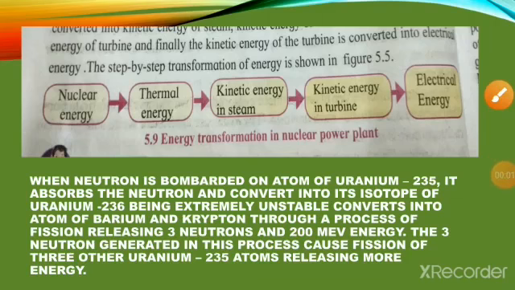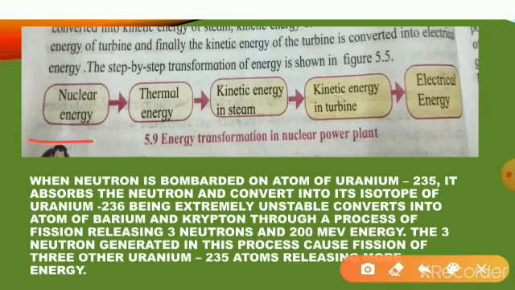Energy transformation in nuclear power plant. With the help of a flow chart, we'll see nuclear energy is converted into thermal energy, then converted into kinetic energy in steam, then converted into kinetic energy in turbine and electrical energy.